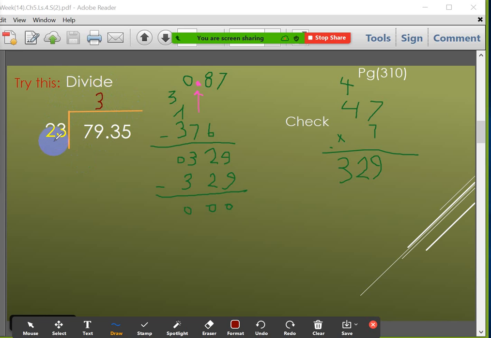Now I will multiply 3 with 23. 3 multiplied by 3 equals 9, so I will put it here. 3 multiplied by 2 equals 6. Now I will subtract the numbers. 9 minus 9 equals 0, and 7 minus 6 equals 1. Okay? Don't type to your friend in private.